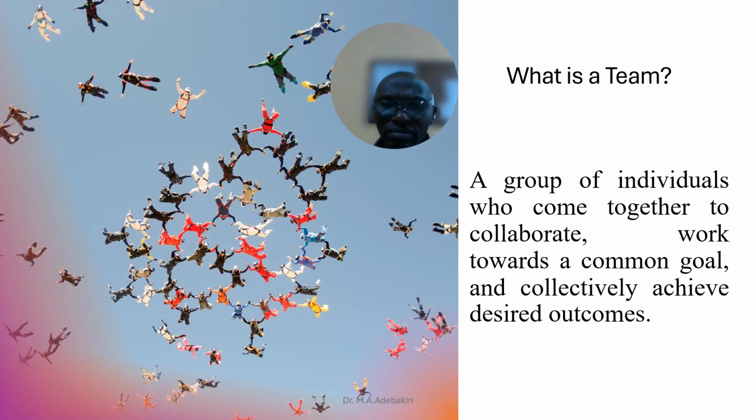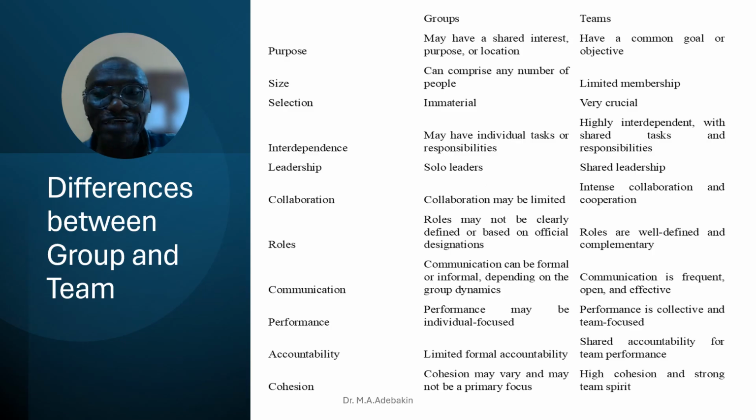Now, let us look at a team, because there's a tendency for you to always mistake a group for a team. We need to understand exactly what a team represents. A group of individuals that come together to collaborate, work towards a common goal, and collectively achieve desired outcomes is what we refer to as a team. In a team, in most cases, the success of one person is determined by the effort of another person. So every team is a group, but not every group is a team. You need to note that.